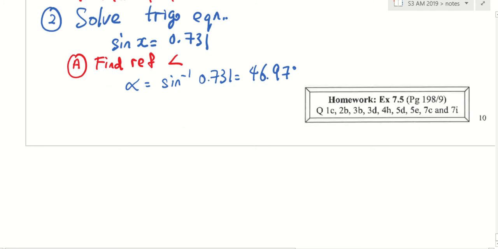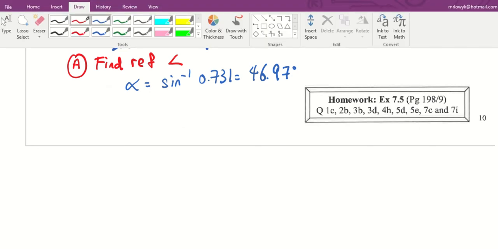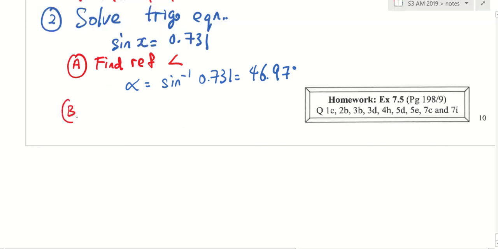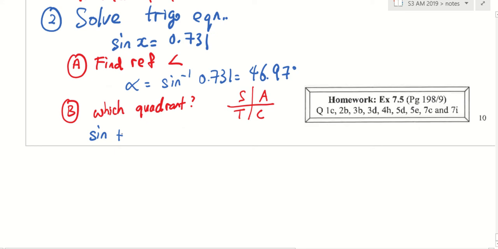Okay, step number two is to ask yourself which quadrant. So how do I remember which quadrant? Very simple. ASTC. Then this is what I write. Sine positive. Can someone explain to me why is it sine positive? Why is it sine positive, not sine negative?